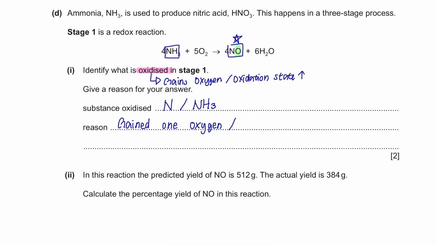So for the oxidation state of nitrogen in NH3, since H is plus 1, but there are 3 of them, it's plus 3. The oxidation state of nitrogen in this case would have been negative 3. Then for the nitrogen atom in NO, the oxidation state of oxygen is negative 2. So for the nitrogen atom, it would have been plus 2. So you can see that it increased from negative 3 to plus 2.